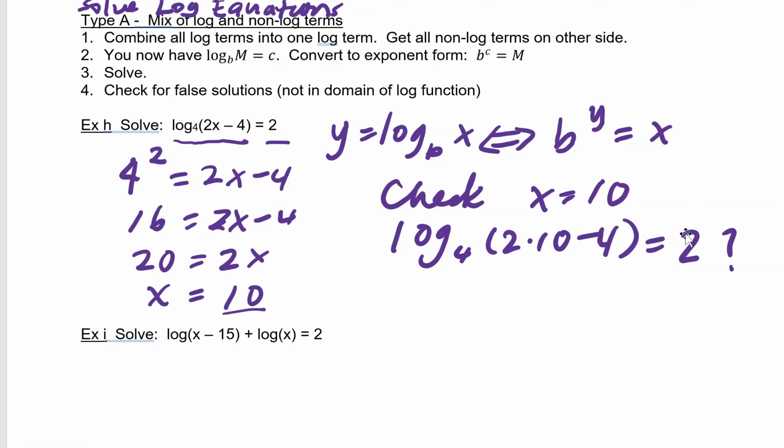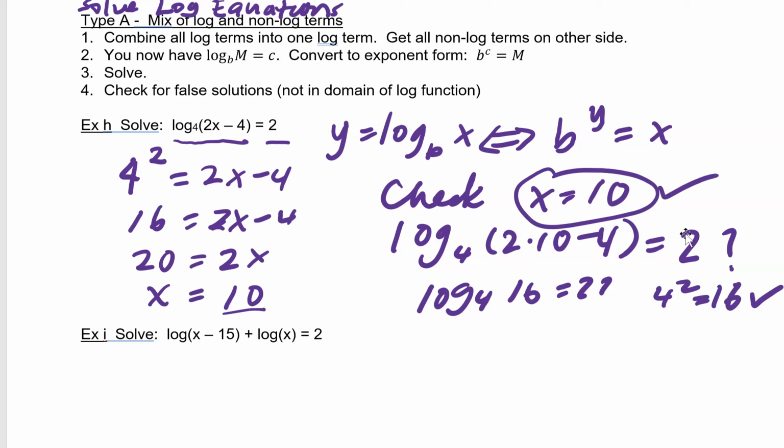And the answer is, if we simplify this, log base 4 of 20 minus 4 gives us 16 equals 2. And again, if we check that, we get 4 to the second power is equal to 16. And so this checks out, and this is a good solution.